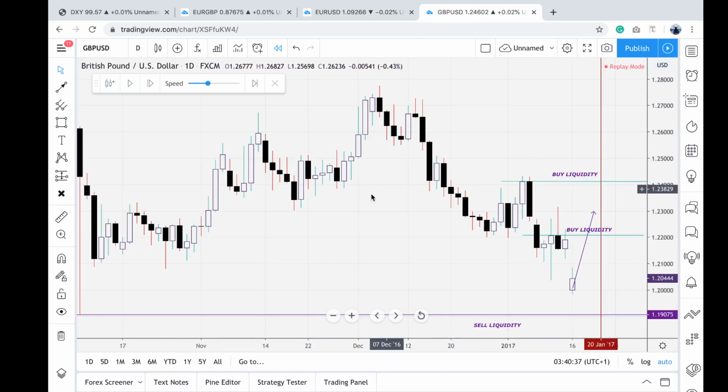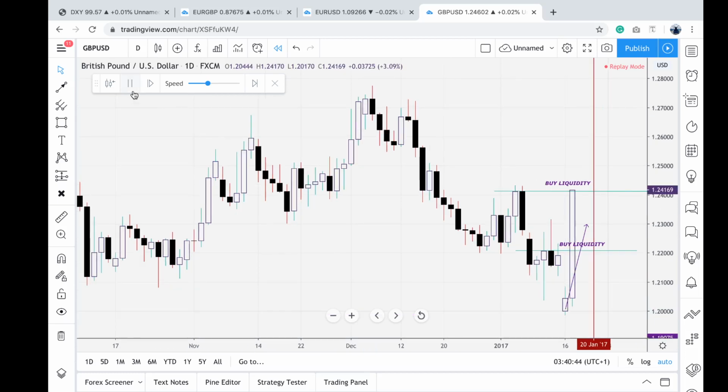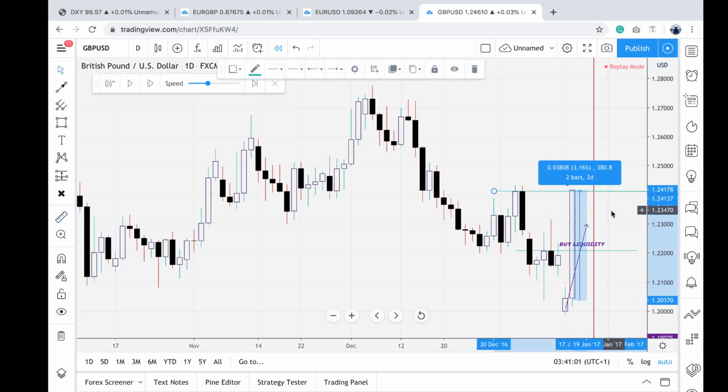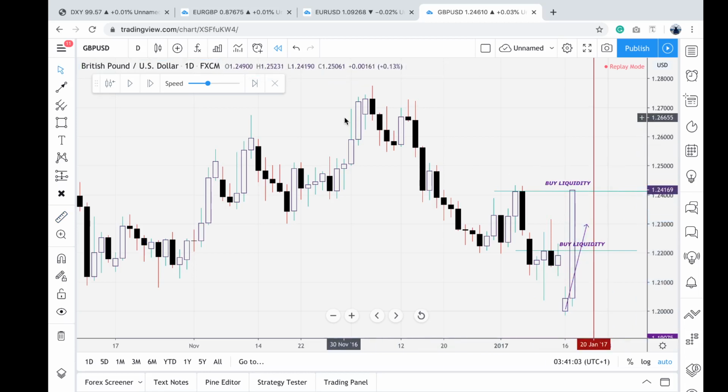this level. So that's what the market does. Wow, the market straight up blows through our two buy side liquidity. So this would have been a very, very huge move. This is how many pips? This is a 380 pip move in one day. That is insane. 380 pip move in one day.